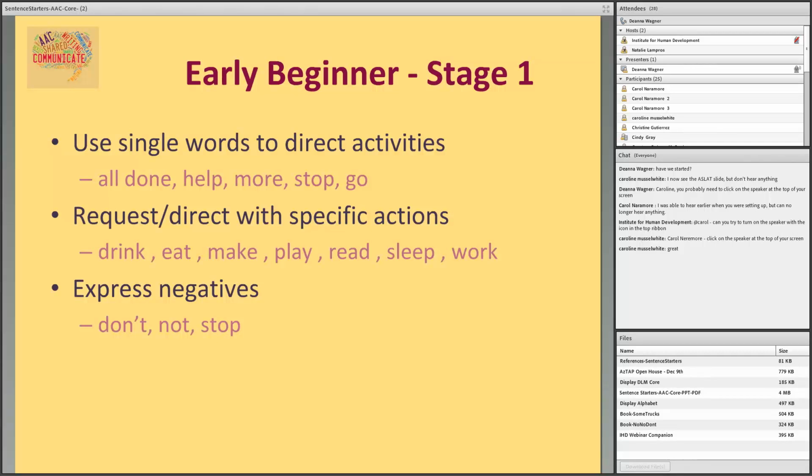So an early beginner at stage 1 will have some single words that they can use to direct activities. So instead of just labeling items or making requests, we also want to figure out ways that we can help with some other communicative functions, such as indicating protesting, like I'm all done or I want to stop. And so thinking about even our early beginners who are using single words need access to items like this.